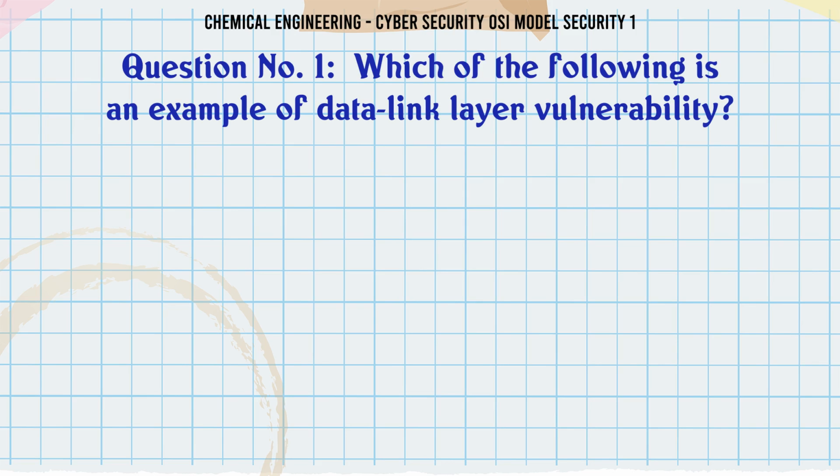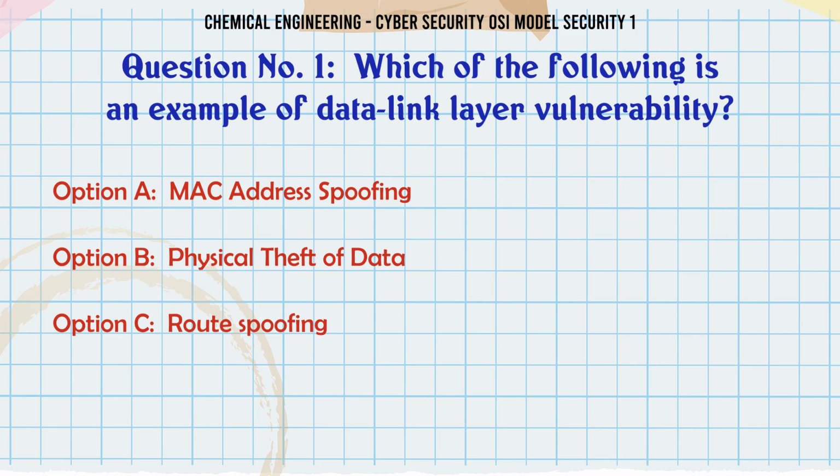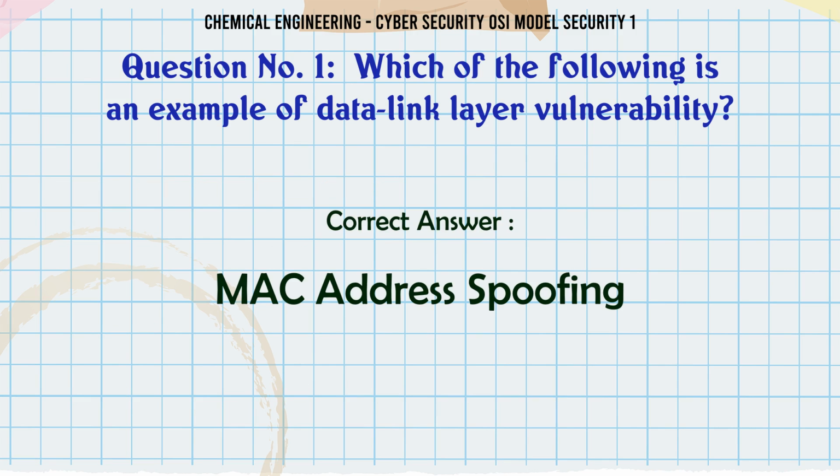Which of the following is an example of data link layer vulnerability? A. MAC address spoofing. B. Physical theft of data. C. Route spoofing. D. Weak or non-existent authentication. The correct answer is MAC address spoofing.